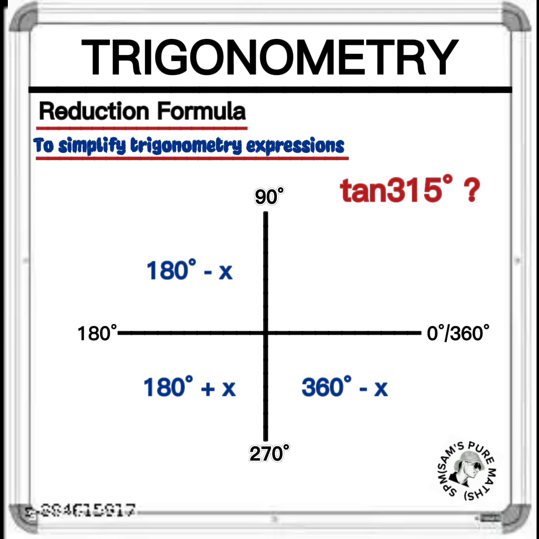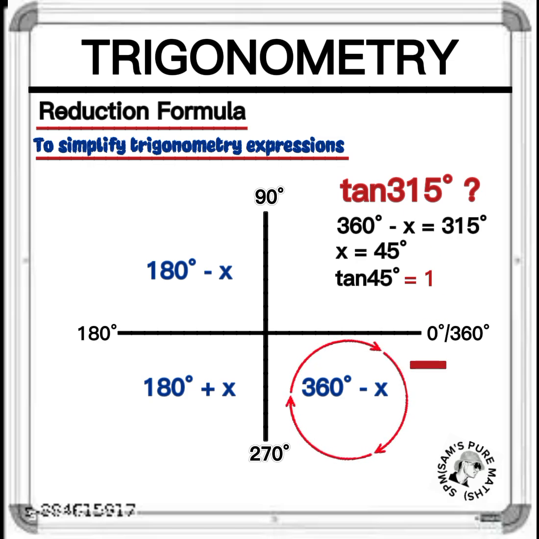What about tan 315 degrees? 315 is between 270 and 360. So we are going to deal with the fourth quadrant. What we know is that tan is negative in the fourth quadrant. So we expect our answer to be negative. In the fourth quadrant, we have 360 degrees minus x. To find x, we're gonna equate 360 degrees minus x and 315 degrees. x is equal to 45. We have tan 45, and we know that tan 45 is equal to 1. Since tan is negative in the fourth quadrant, our answer is going to be negative 1.